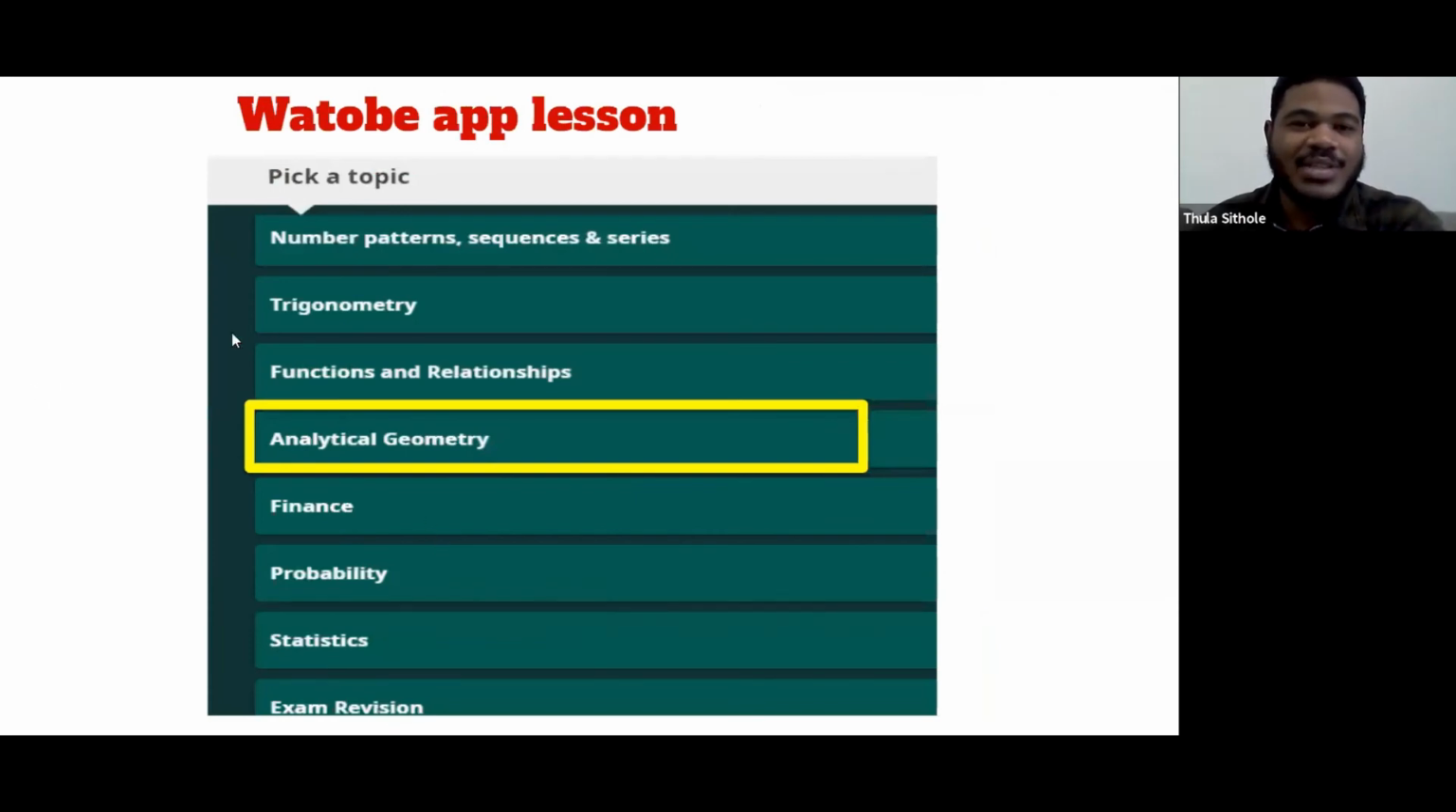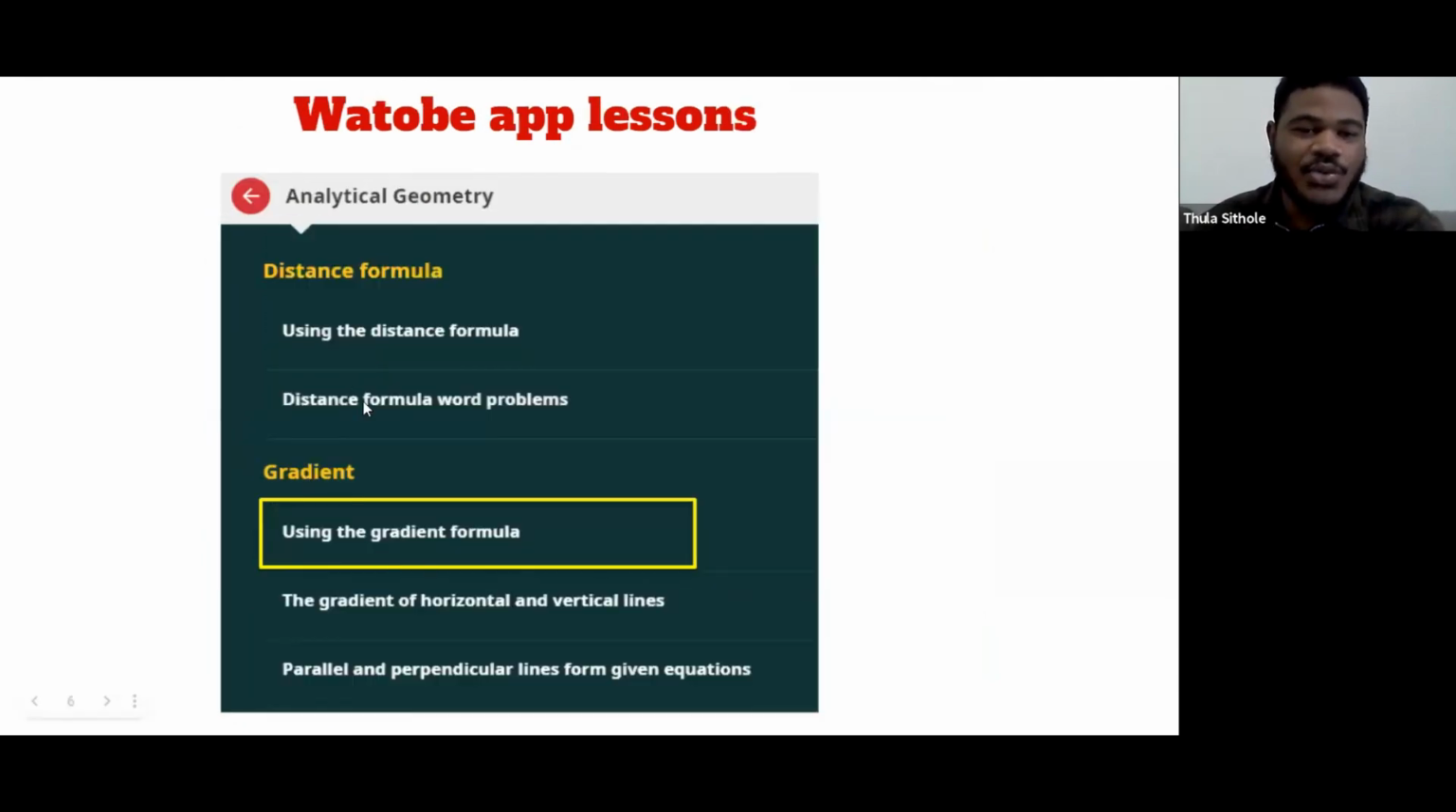And before I let you go, remember that you have homework. For this week, we want you guys to go to the app, click on analytical geometry, then scroll down to gradient, and go to using the gradient formula. Then you can just watch the lessons there and do any quizzes that are available, just to test your knowledge. It helps you make sure that you understand the lesson.